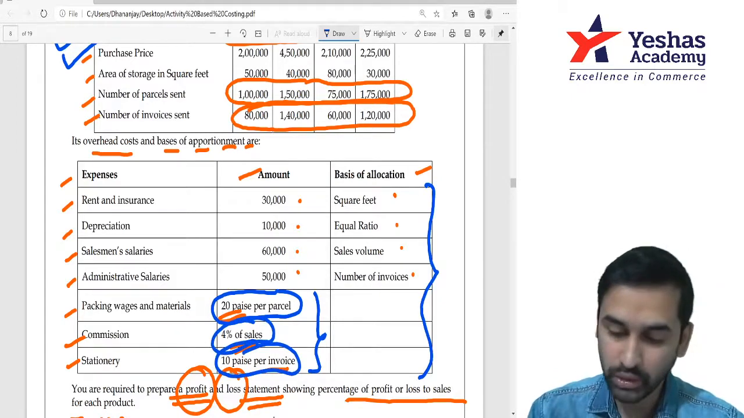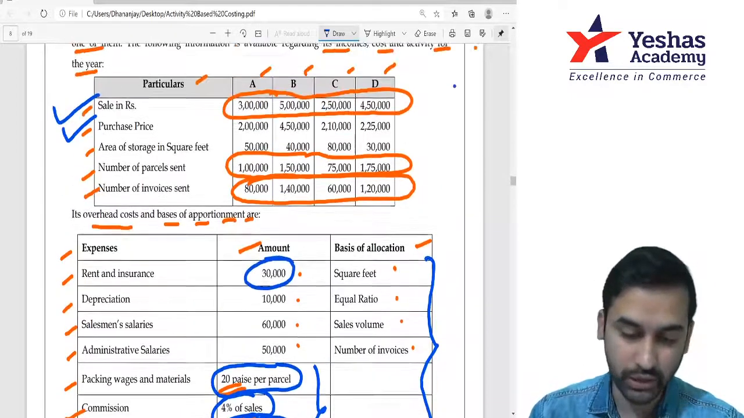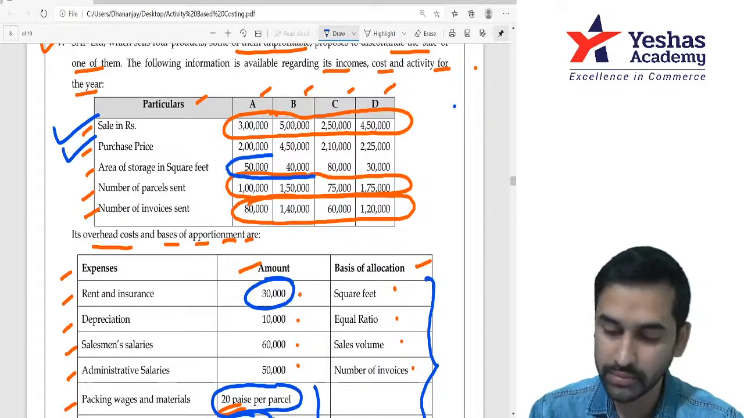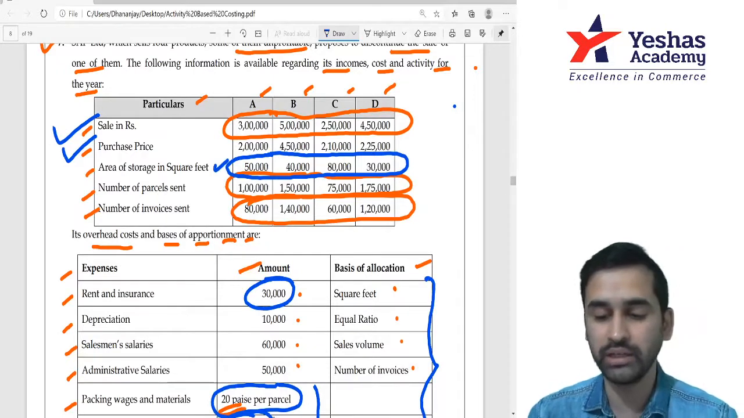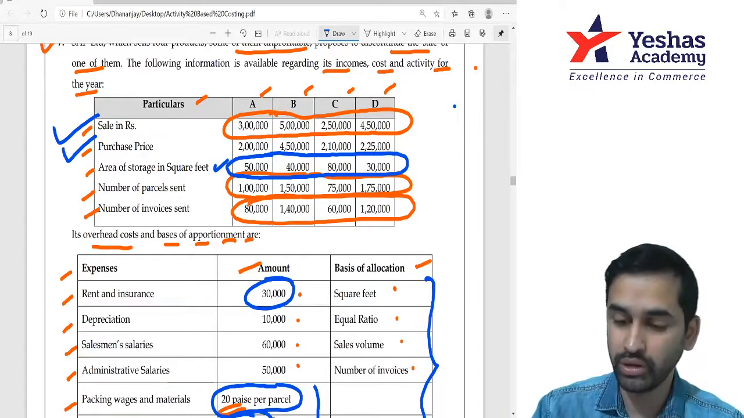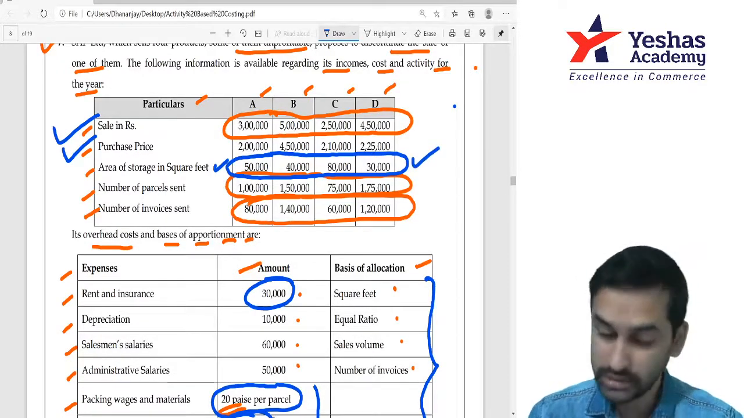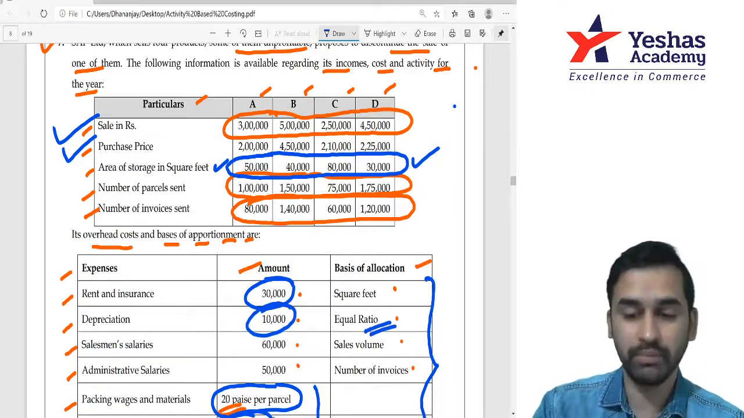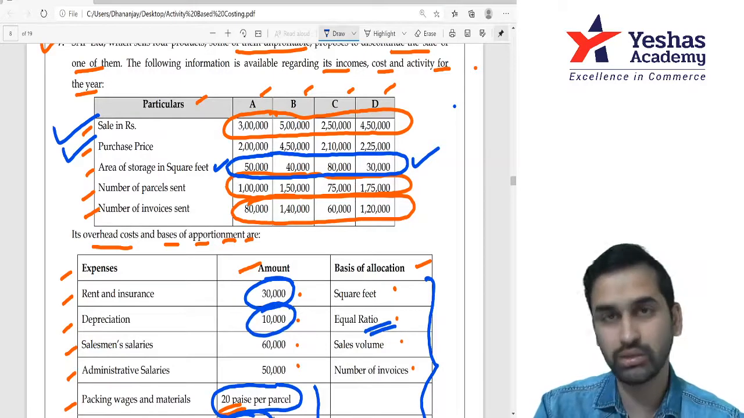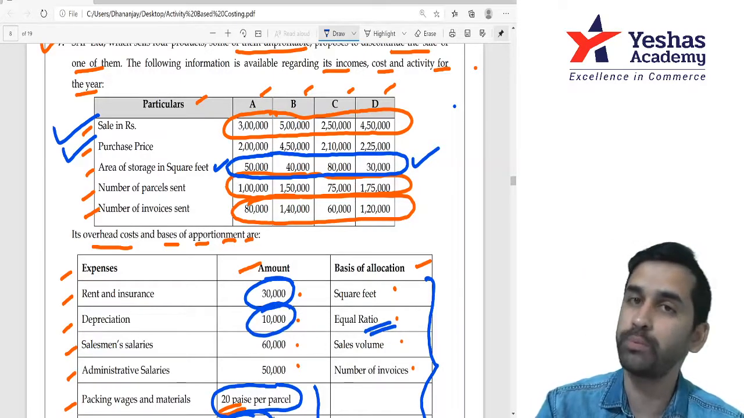What about these 4? Rent, they said square feet ratio. Where is square feet ratio? Here, I am circling in blue. So 30,000 rupees will get distributed in the ratio of 5483. Correct? Second. Depreciation, they said equal ratio, 10,000 divided by 4 products. So equally 2,500 will go to all 4 products.